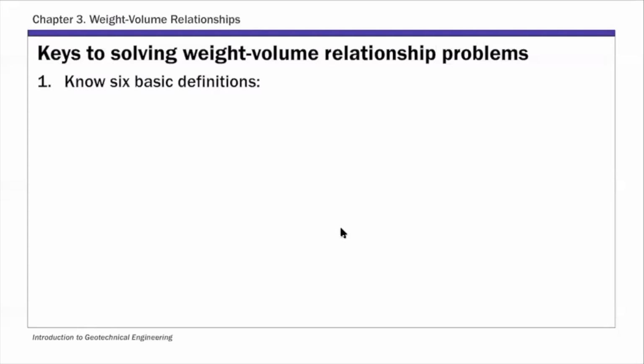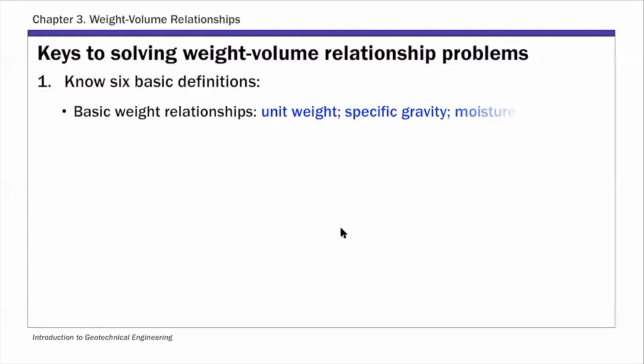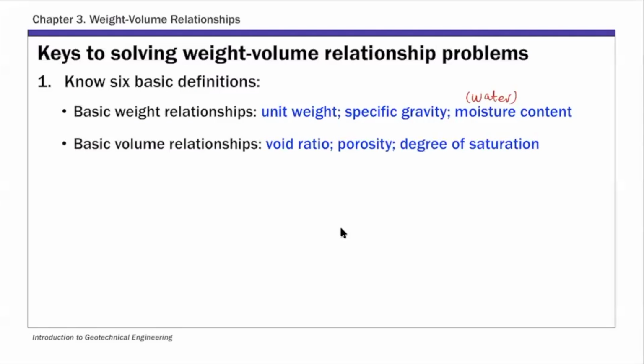So the first key, as I mentioned, you should know these 6 basic definitions. And three of these 6 basic definitions are basic weight relationships: unit weight, specific gravity, and moisture content or water content. So those are the 3 basic weight relationships. And there are 3 basic volume relationships we just introduced: void ratio, porosity, and degree of saturation. So these are all volume relationships. So you should know all these six basic definitions.